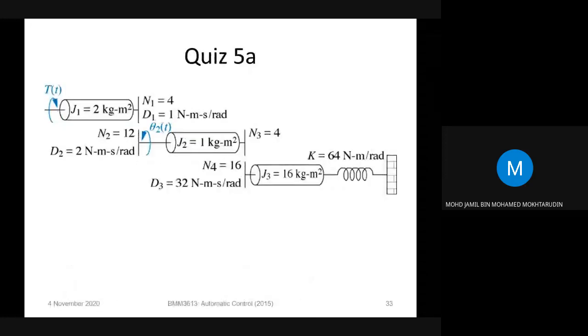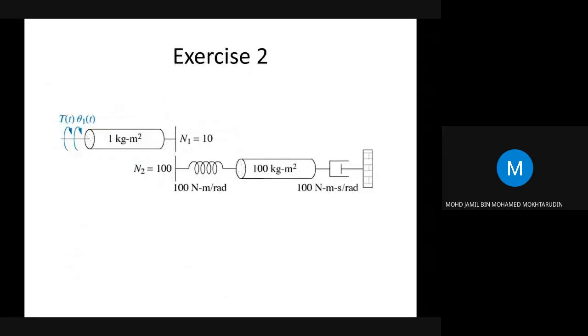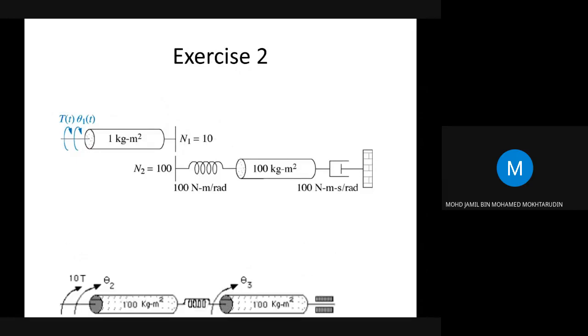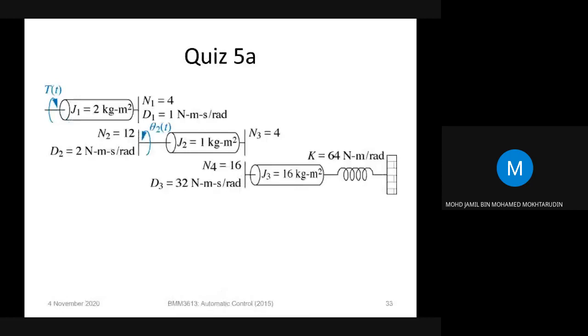Okay, actually there is more lecture, but we stop here. I want you to do quiz 5A. So quiz 5A, basically you want to find theta 2 over T, okay?